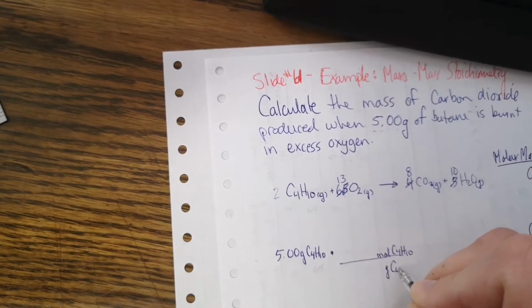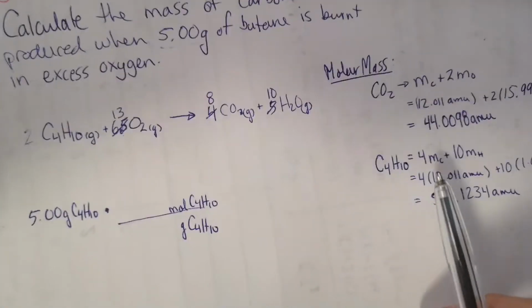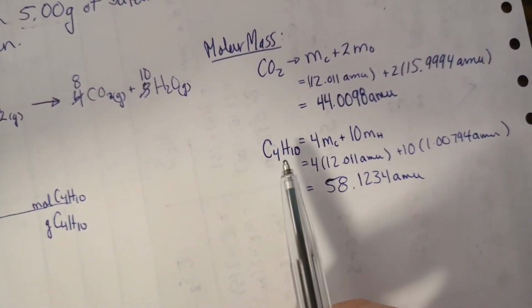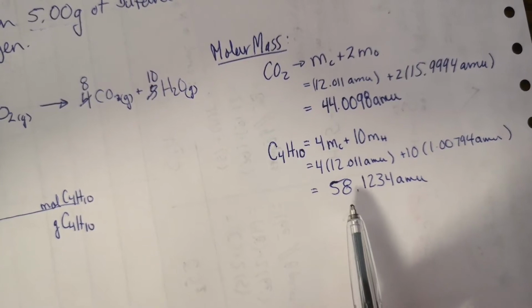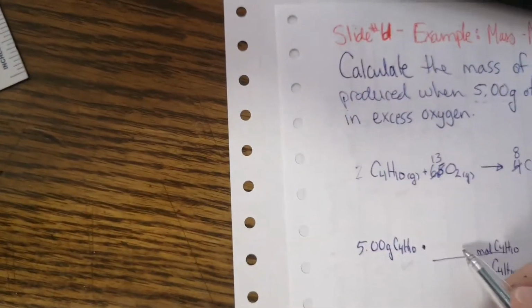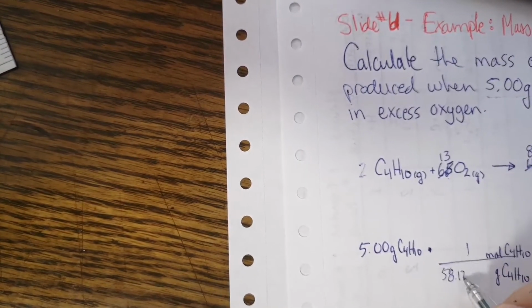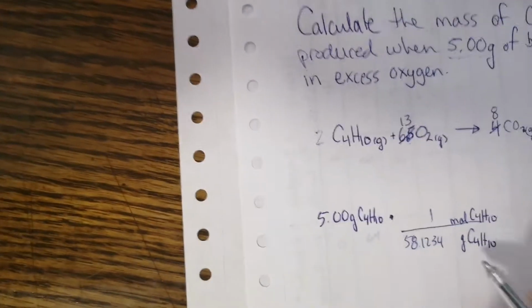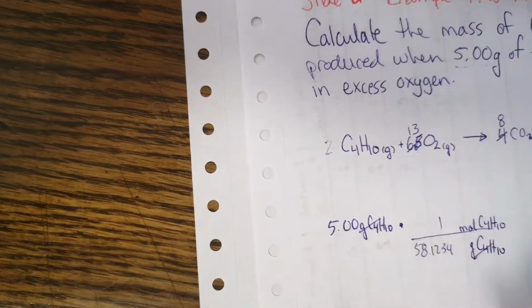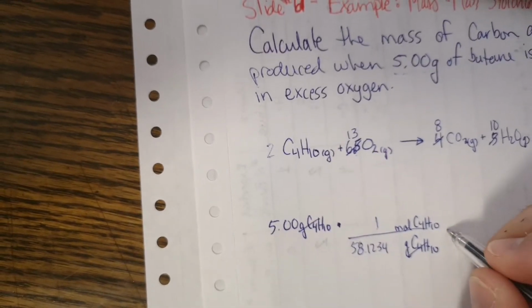from grams of butane. In this case, the molar mass of butane is 58.1234 AMUs. So 1 mole is 58.1234 grams. Our grams will cancel. So now we've solved for moles of butane.